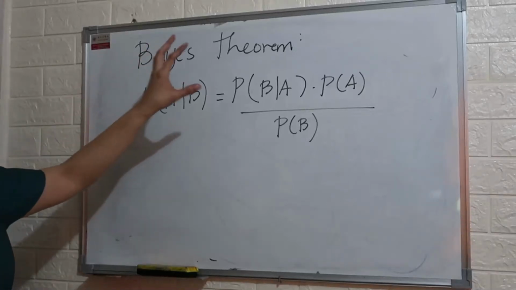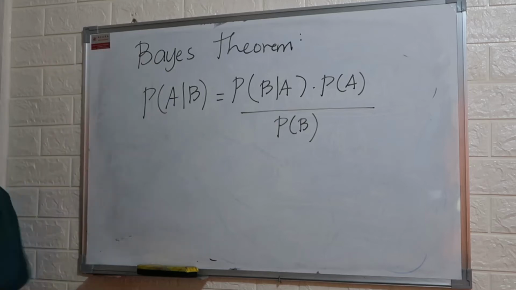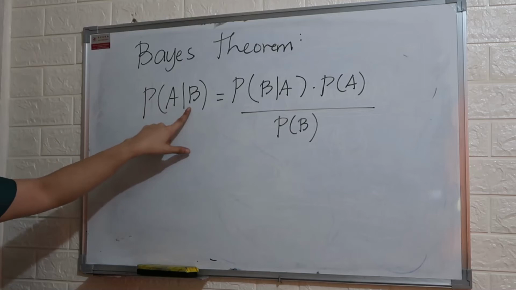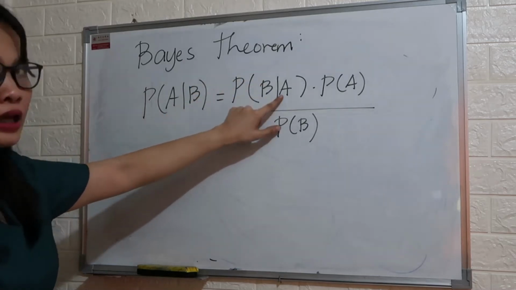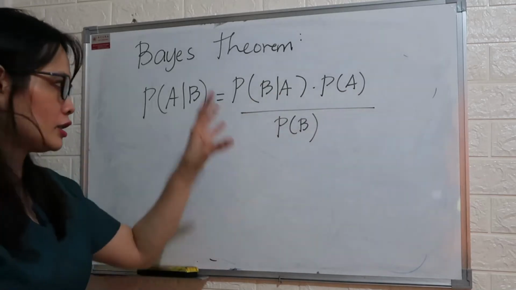So next is Bayes' theorem. Bayes' theorem is a combination of multiplication rules and conditional probability. So the probability of A given B is equal to the probability of B given A multiplied by the probability of A over the probability of B. So that is Bayes' theorem.